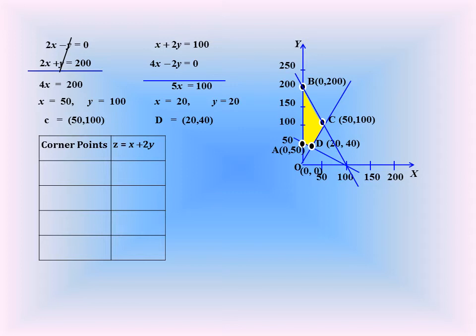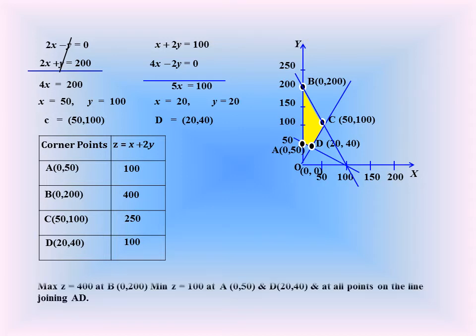Let us find the maximum and minimum value of the given LPP. At A of (0, 50) we obtain z equal to 100. At B of (0, 200) we get z equal to 400, and at C of (50, 100) we get z equal to 250. The last corner point is D of (20, 40), where we obtain z equal to 100.